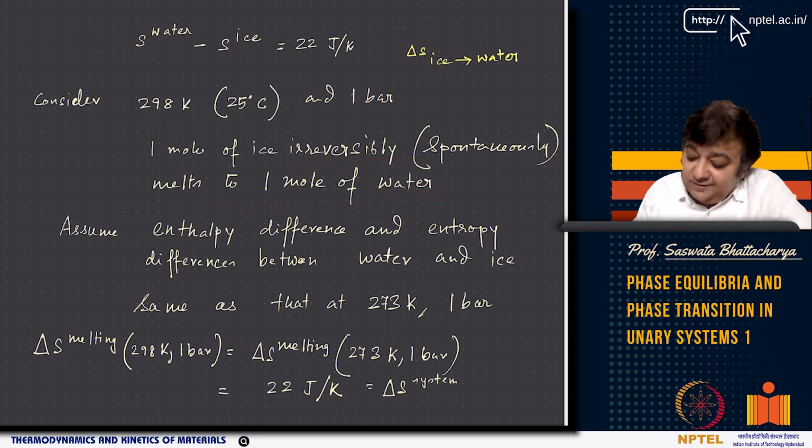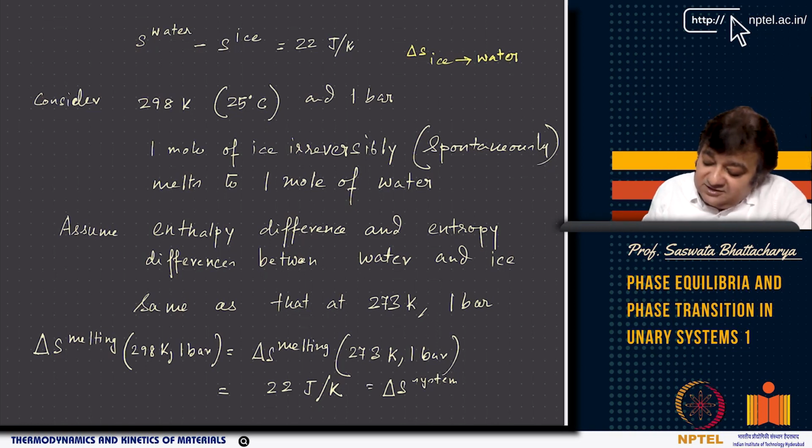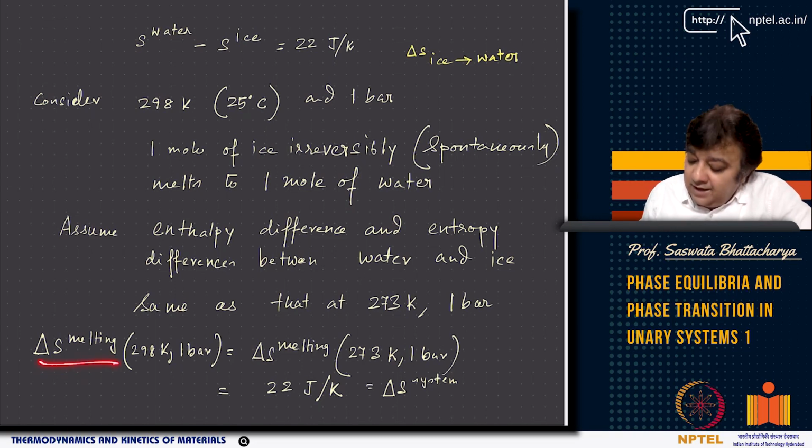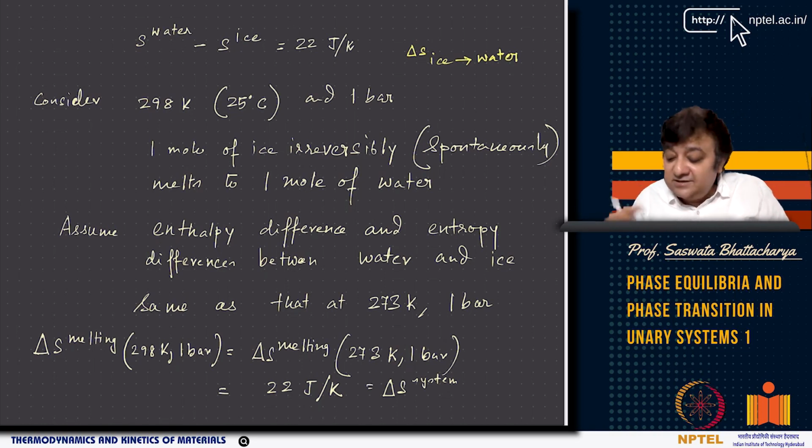Now think of the enthalpy difference and entropy difference, that is H water minus H ice and S water minus S ice, to be the same as that at 273 Kelvin, right? At 298 Kelvin we are saying that the change is very insensitive, that H water minus H ice or S water minus S ice changes very little with respect to temperature, right? That basically the Cp contribution is small, is what we are talking about. So the enthalpy difference and entropy difference do not change; they are the same as at 273 Kelvin and 1 bar pressure. The delta S melting per mole at 298 Kelvin and at 273 Kelvin and 1 bar pressure are the same, equal to 22 joules per Kelvin, right? The system requires 22 joules per Kelvin for this transition to take place.